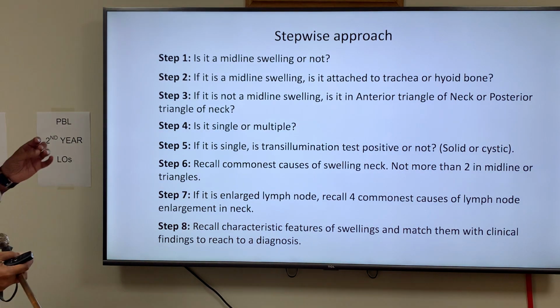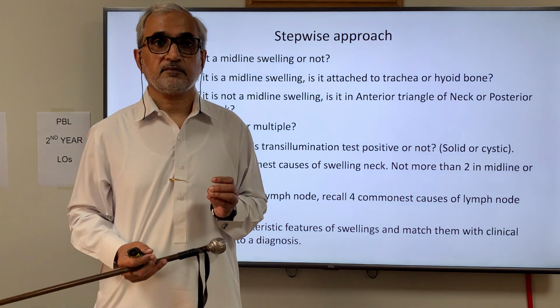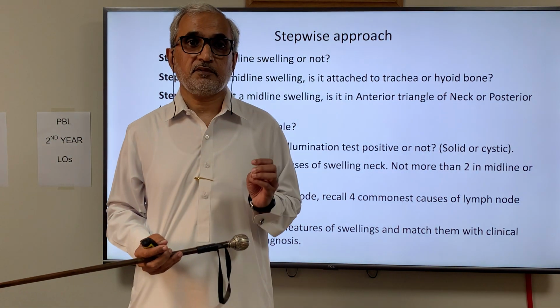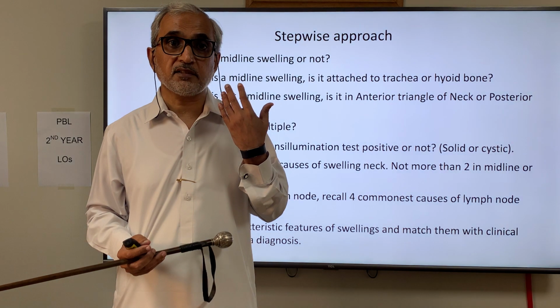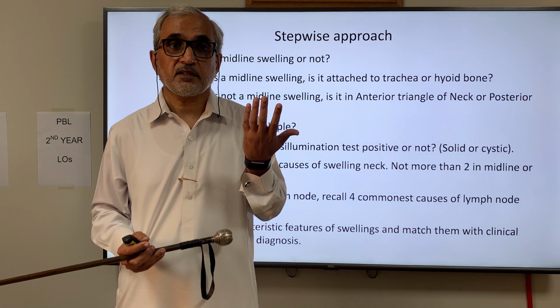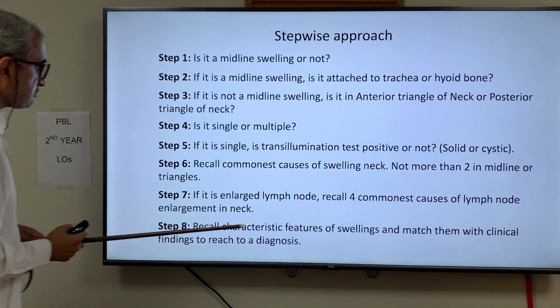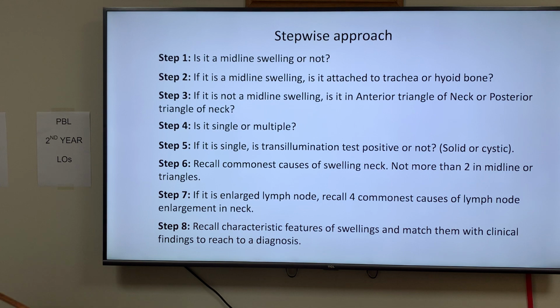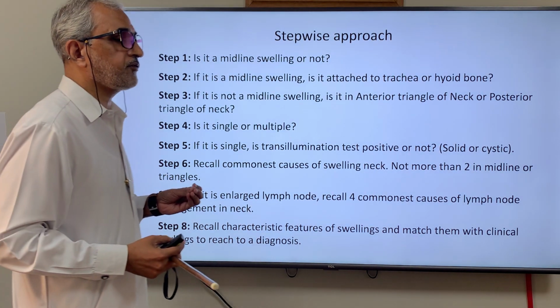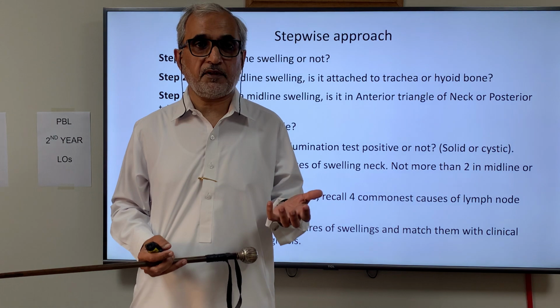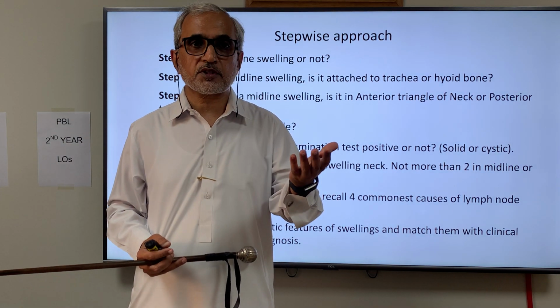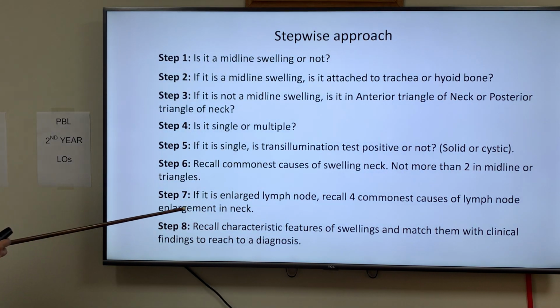After doing this, recall the commonest causes of swelling. The common swellings are not many. There are not more than 1 or 2 swellings in the midline, 2 or 3 swellings in the triangles. Not more than that, if you think of it. If it is an enlarged lymph node, recall the 4 commonest causes of lymph node swelling. There is a long list of causes of enlargement of lymph nodes, but you don't have to remember everything. Just remember the 4 causes which I am going to describe later on. Recall the characteristic features of the swelling and match them with clinical findings to reach your diagnosis.